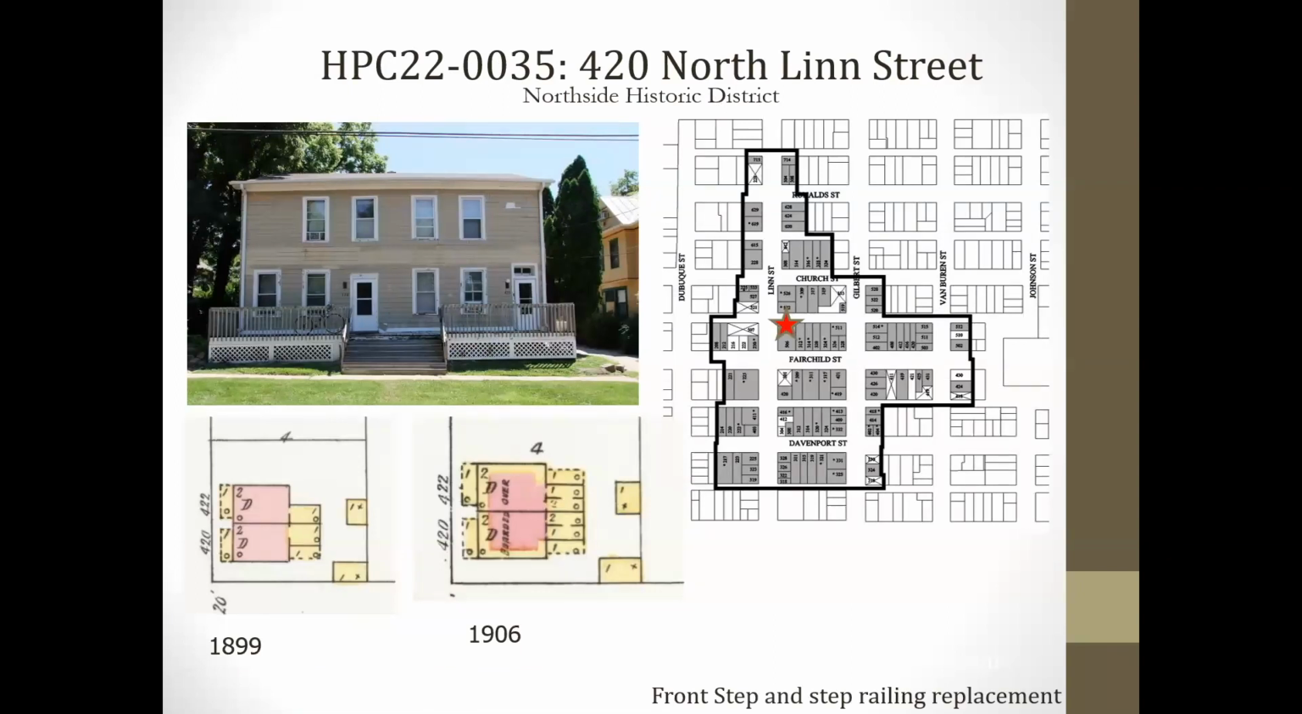So this property, I put a little more information in here because I am absolutely fascinated by this property. It shows up on the 1868 bird's eye view drawing map that we have of Iowa City, so it was built before that. This is the 1899 Sanborn map, and it shows that it is pink. Pink means that it is brick.